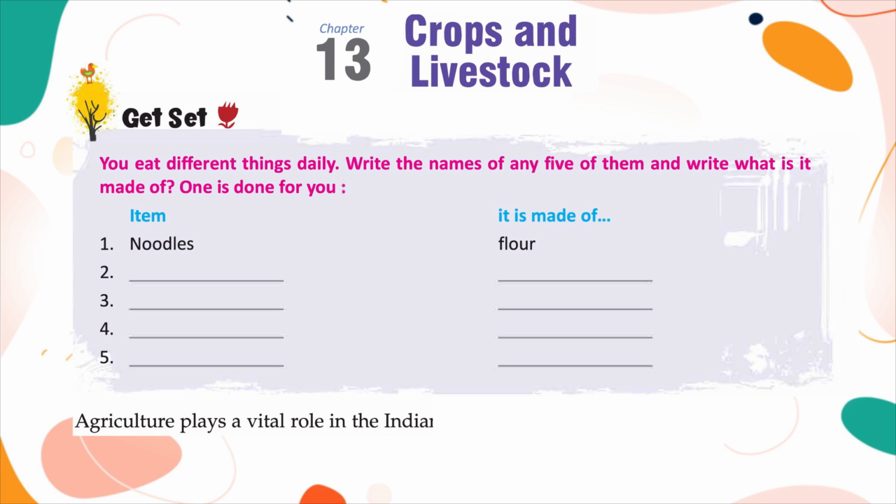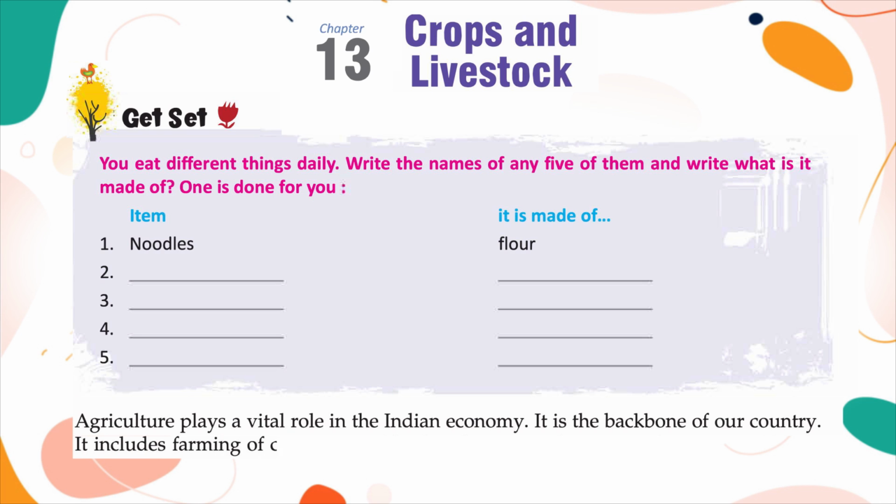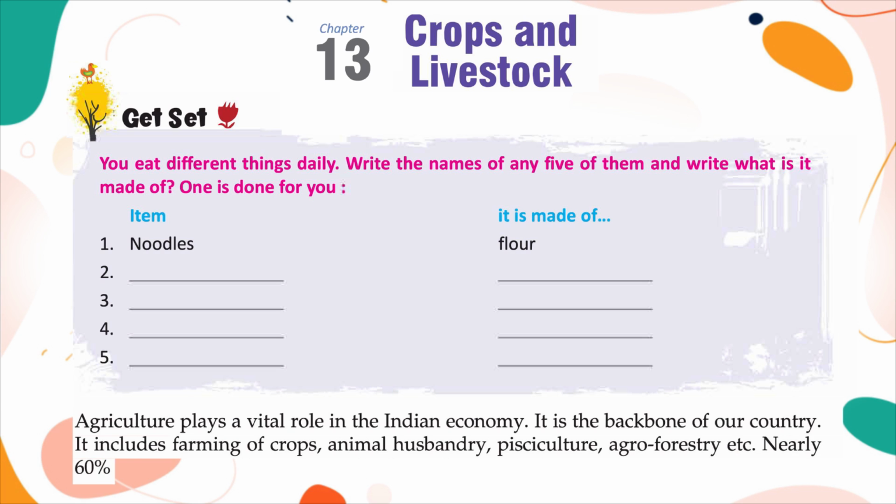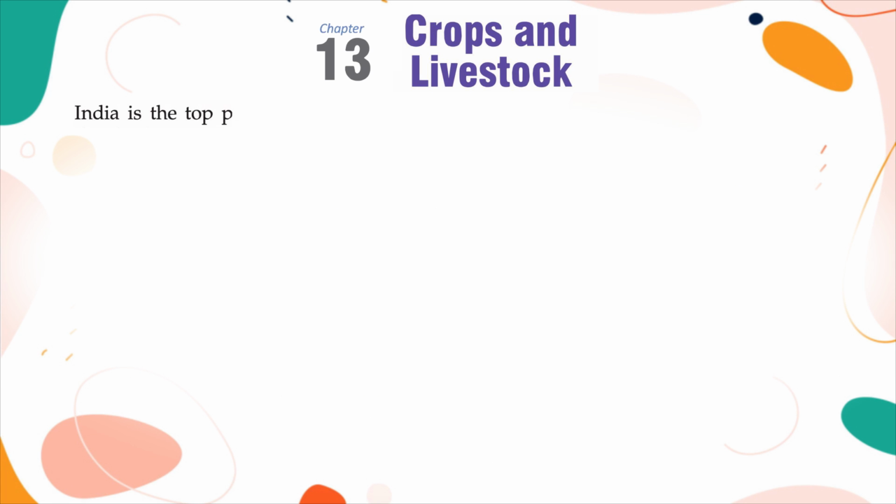Agriculture plays a vital role in the Indian economy. It is the backbone of our country. It includes farming of crops, animal husbandry, pisciculture, agroforestry, etc. Nearly 60% of the Indian population primarily depends on agriculture. India is the top producer of many crops in the world.